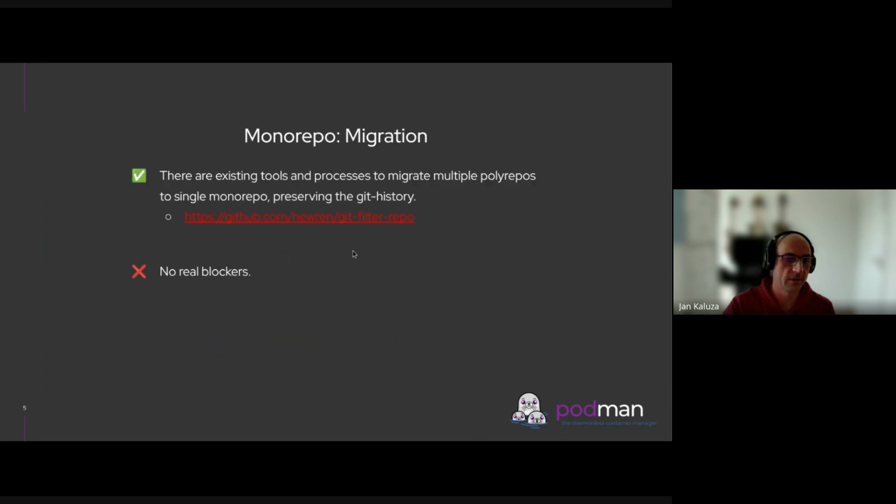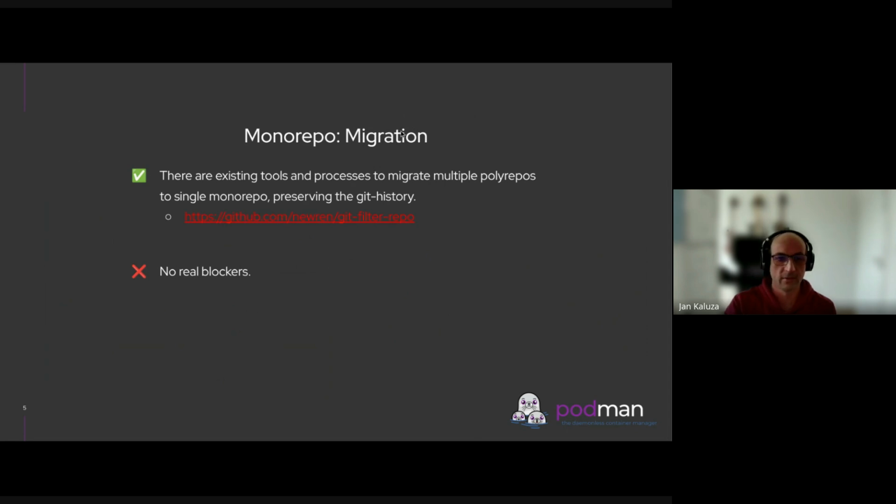So let's start with migration, and by that I mean migration of polyrepos into the monorepo. This one is quite easy, actually. I was surprised. I was thinking that it might be harder, but there are already some projects like git filter-repo, and also some documentation about how to convert polyrepo into a single monorepo. And the important thing is that it also preserves the Git history.